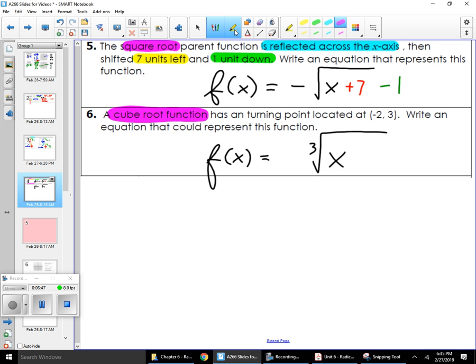Now they gave us the turning point, and instead of telling us exactly whether it's left, right, up, or down, they just gave us a couple of numbers to work with. So they gave us -2 and 3. Keep in mind, those are h, k values.